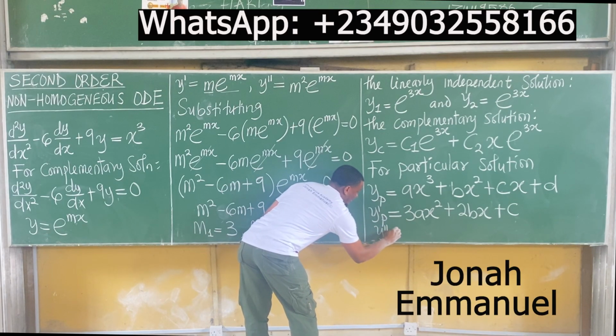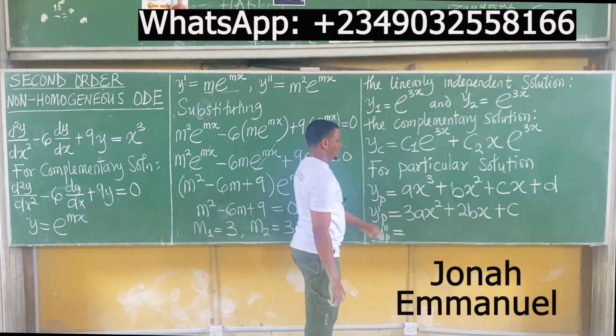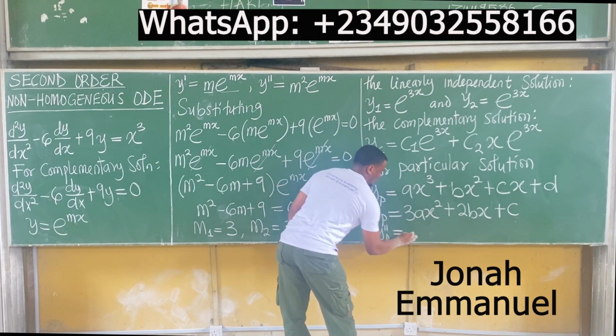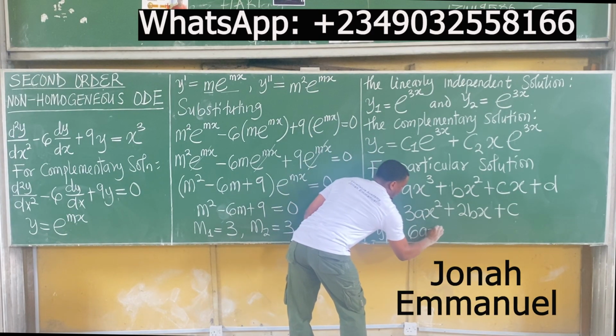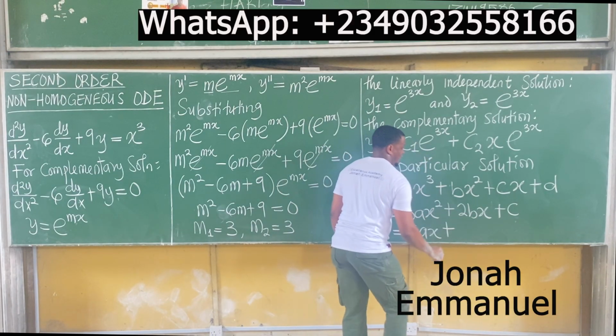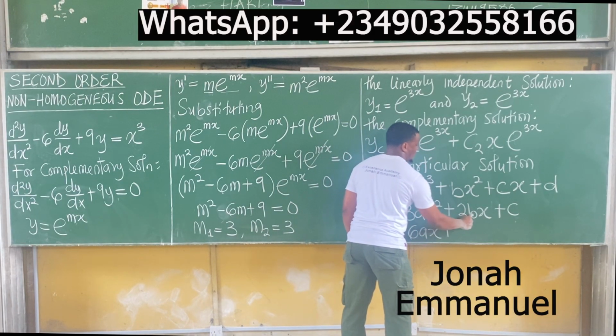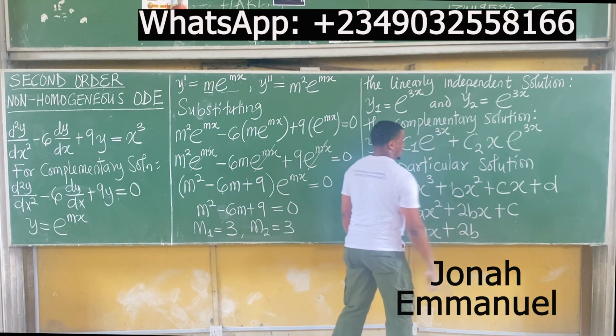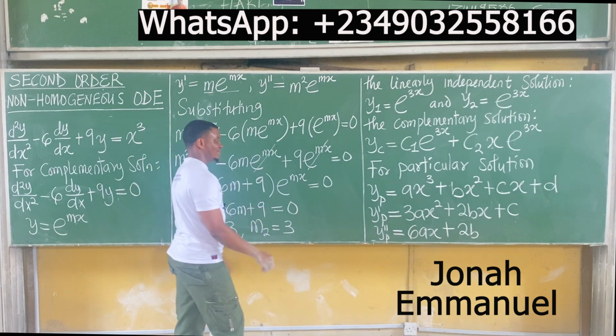Let's get yp prime prime. That means differentiate this one here. Differentiate this. 2 times 3 gives you what there? 6ax. 2 minus 1 is 1. Plus differentiate 2b. Differentiate 2bx gives you what there? 2b. That's a constant 2b. Differentiate constant gives you what there? 0. So I have this.